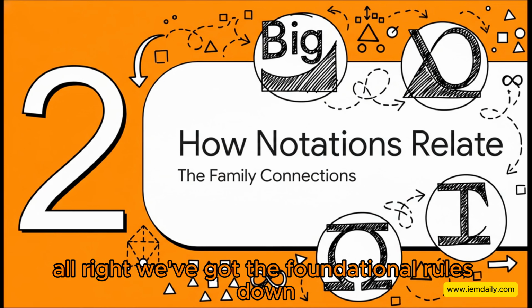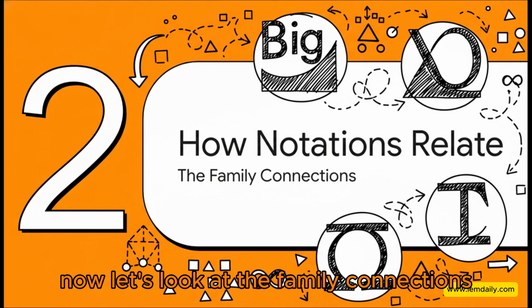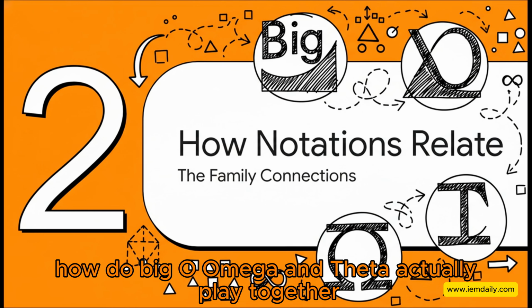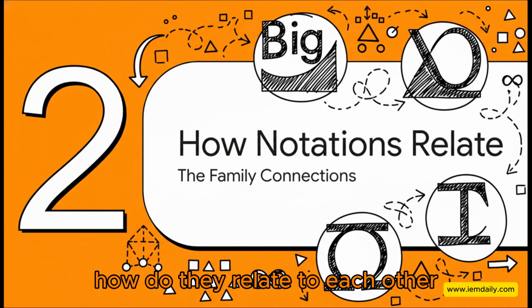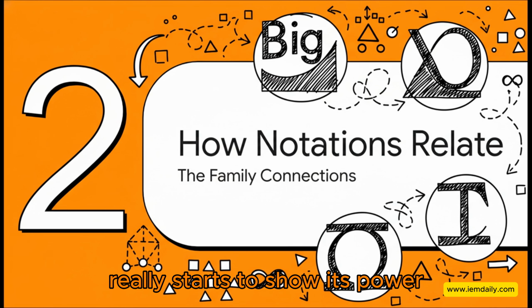All right, we've got the foundational rules down. Now let's look at the family connections. How do big O, omega, and theta actually play together? How do they relate to each other? This is where the whole system really starts to show its power.